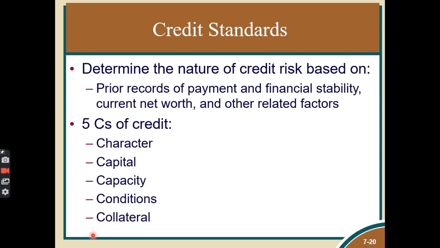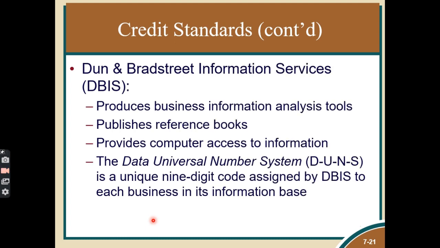Conditions, meaning whether the customer is able to meet the conditions established by your credit standard. And finally, collateral is whether the credit that we extend to a particular customer is actually secured by collateral. I don't know if this is being used in the Philippines, but there is what we call Dun and Bradstreet Information Services, which is used as a reference for the creditworthiness of a particular person.